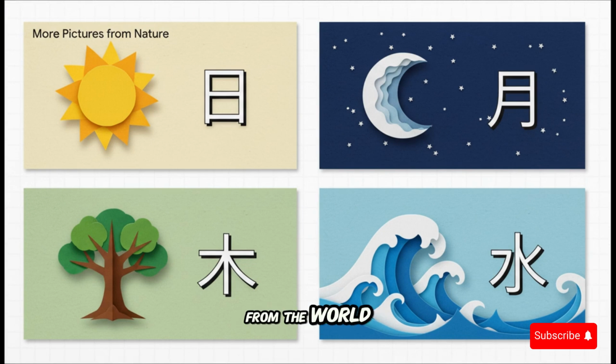And these pictures from the world around us just keep on coming. We've got the sun, which interestingly also means day. We have the moon, which also means month. There's wood, which looks just like a tree with its branches, and then there's water, with its kind of flowing, fluid shape. You're not just learning words here, you're basically learning to read a visual dictionary.